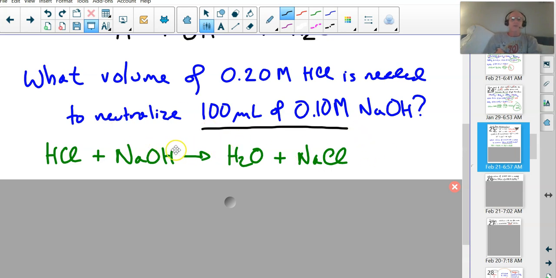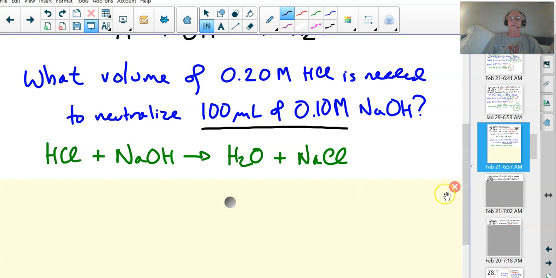Well, first things first, of course, we need a balanced chemical equation, right? So we've got HCl and NaOH. I'm not bothering with states of matter here. And what's nice about this, a very simple expression, is that it's all 1-to-1. This is a balanced chemical equation with sort of understood ones as part of the stoichiometry.